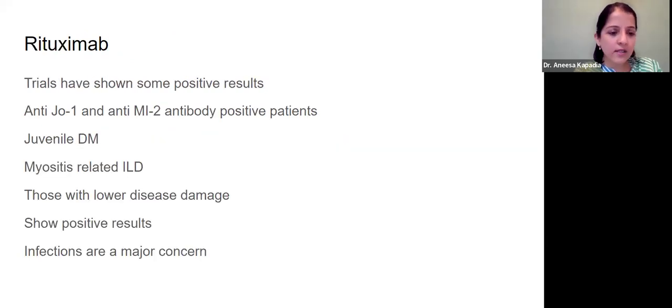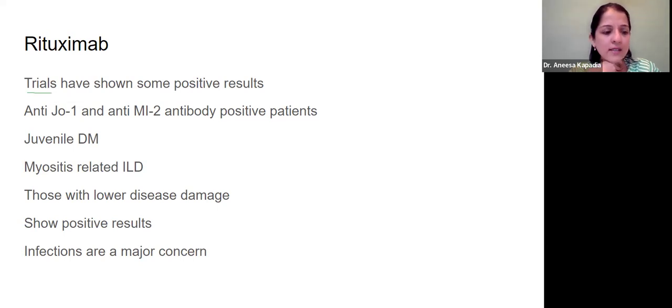The relatively newer drug, rituximab, has been around for a long time, and we use it in a lot of other diseases such as rheumatoid arthritis and lupus. We also know that it does work in certain patients of myositis. So selecting the patient is important. If we give it as a blanket to all patients, this may not help.